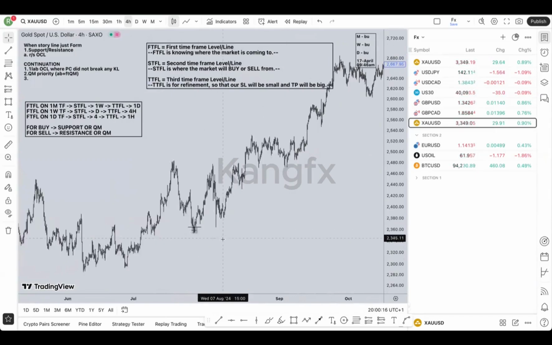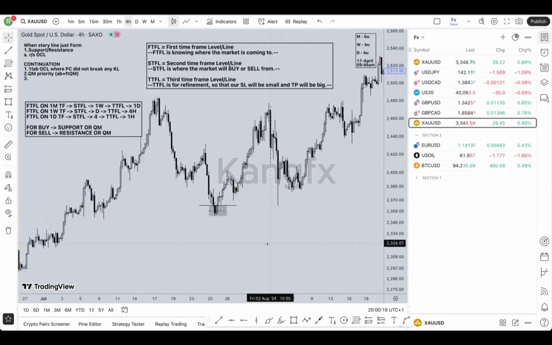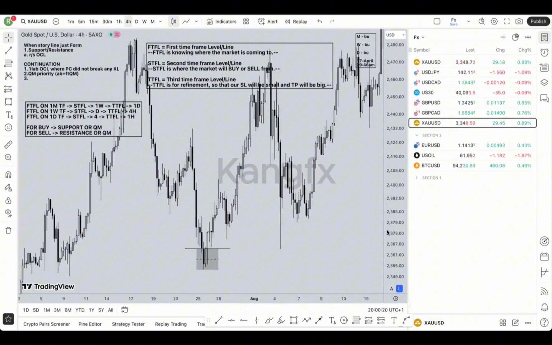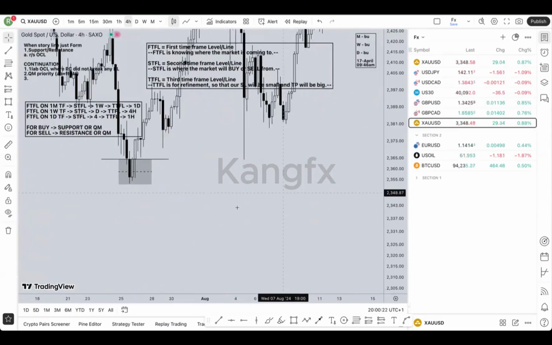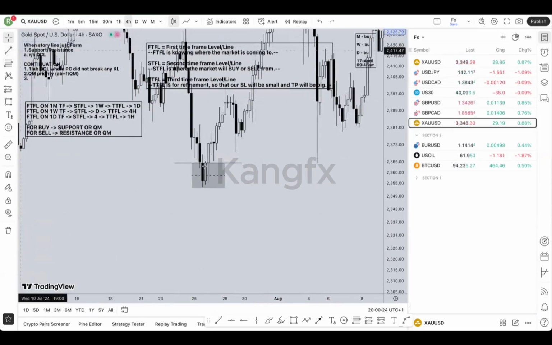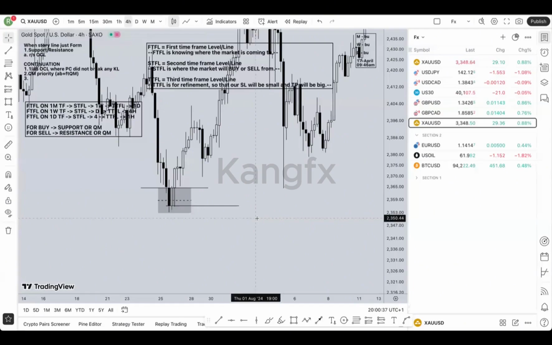This is it here. Then I have a very perfect support here, which is support that is fresh. Oh, it was tapped already. You see, this is it. So always look for support and support resistance or QM. Inside your FTFL box, you always see support resistance or QM.